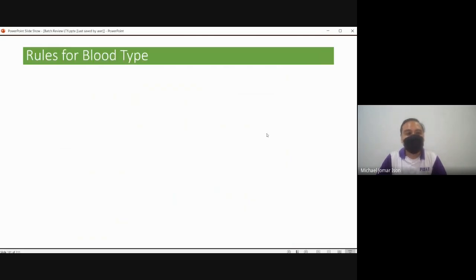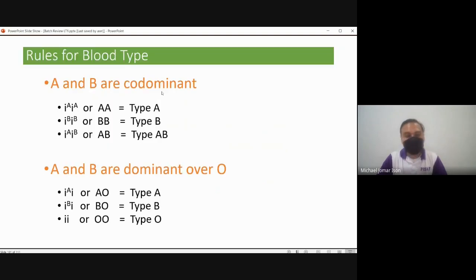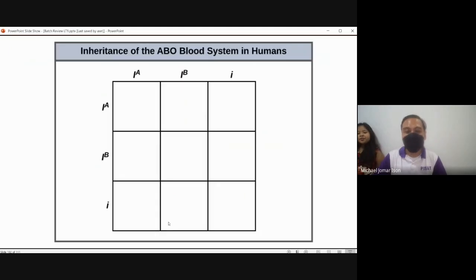Okay, so in this case, there are rules for the blood type that you have to remember. The A and B are co-dominant, and the A and B are both dominant over the O. So you have several possible combinations: AA is type A, BB is type B, AB is AB, and then since O is recessive, an AO is type A still, a BO is type B, and an OO is the only time that you will have type O.